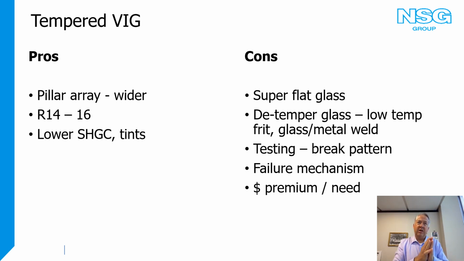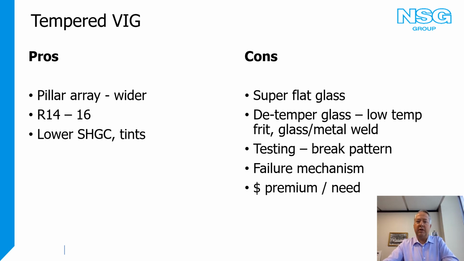Failure mechanism on this: an annealed VIG, when it breaks, might break in fairly large chunks, but a tempered VIG is going to break like tempered glass. So the potential is it might break into really small pieces, and that break might transmit through from outside to inside since you've got a rigid edge. So does that mean when it breaks, it fails and you've got a big hole in the wall?